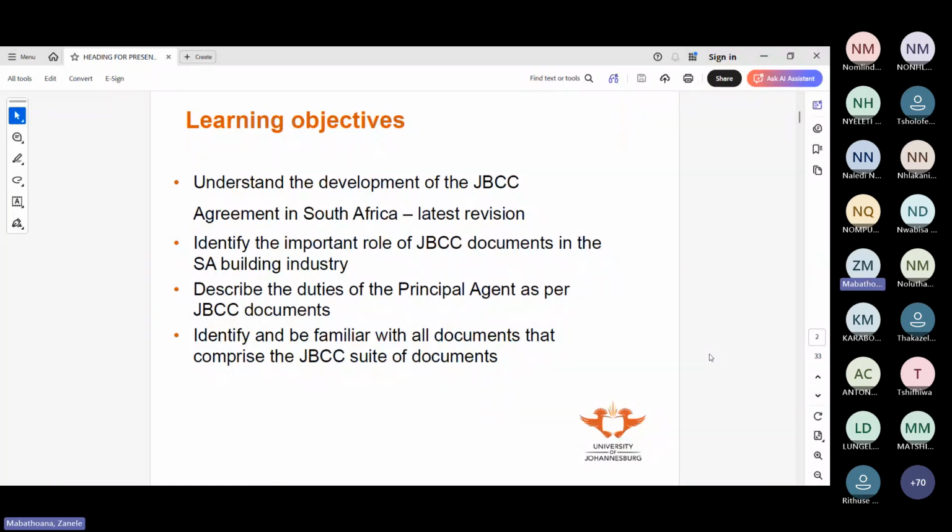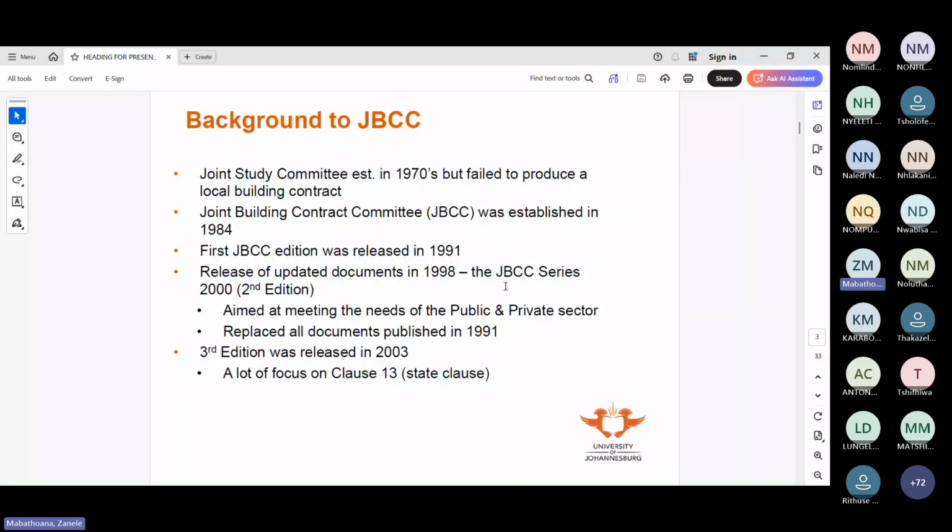We have a JBCC suite of documents. You have the minor works and then the principal building agreement. I think there are about 3 of them. And then we have the nominated and selected subcontract. It's also part of the JBCC. So this is a bit of background, a bit of history, neither here nor there. It's not going to be in the test. Because of the way my brain works, I need to place something in some context.